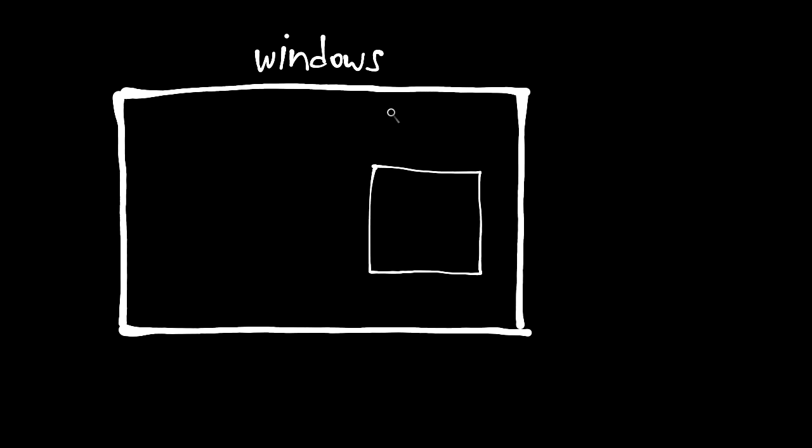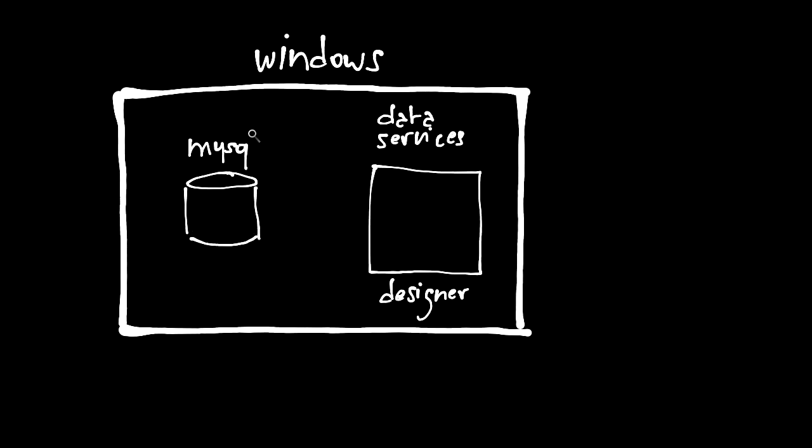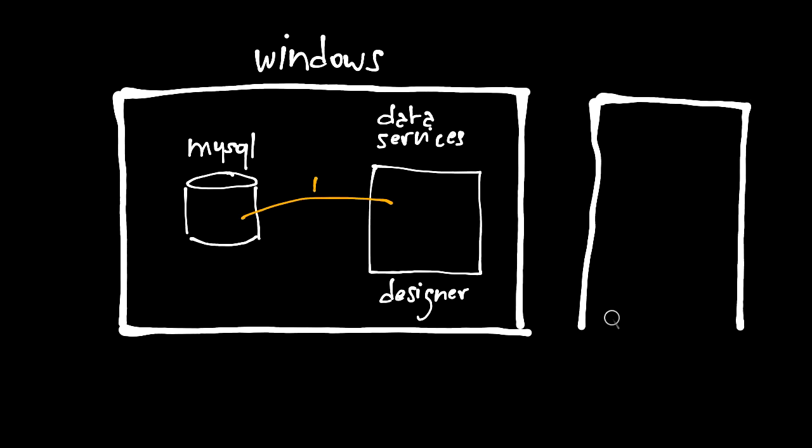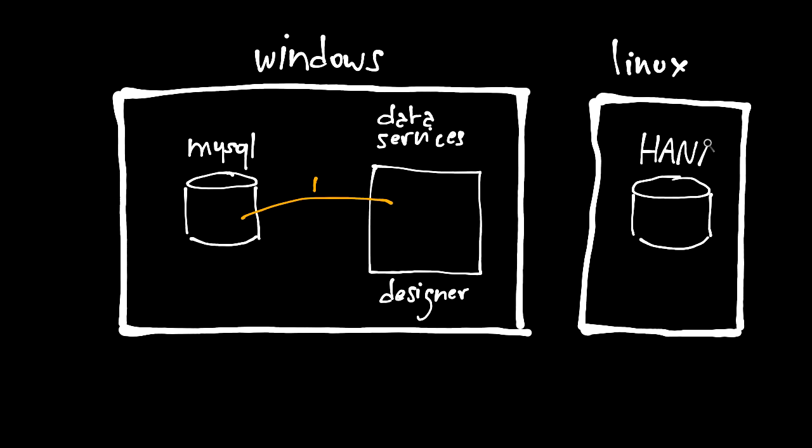What we will do is use a Windows box, which I am drawing quite large here on the screen because it contains multiple pieces of software. We'll be using Data Services Designer, which is the name of the user interface with which we'll create jobs. And we'll connect to MySQL, which is hosted in the same box. So that's the first step. Next, we'll have the Linux box on the right, which hosts the HANA in-memory database. And the second step will be to connect from Data Services to HANA. With that, let's take a look at this in action with Bob.